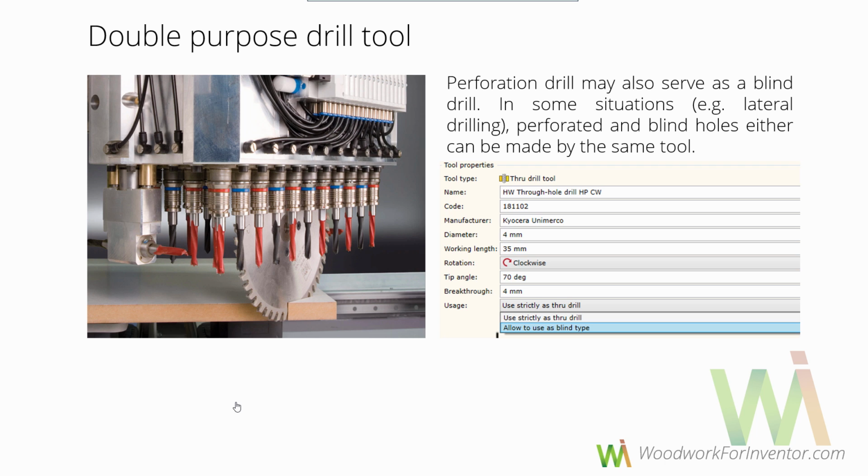The next request, which came from our customers, was about a double purpose drill tool. In some cases you can use the same drilling tool for both blind and closed drilling. For instance, this can be a lateral drilling when you use a minifix. We have a cam and the minifix bolt, and when you drill a hole for the cam, you can do the drilling from the side without worrying about damaging the laminate layer, because inside of the cam drilling there is no laminate at all.